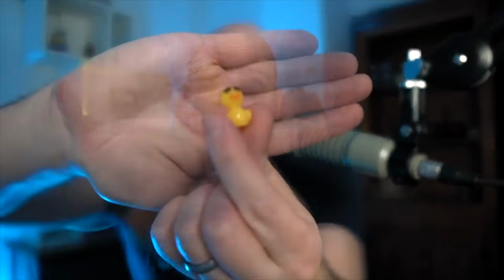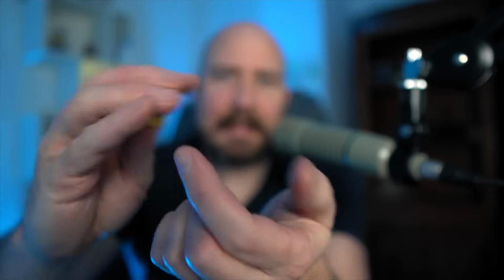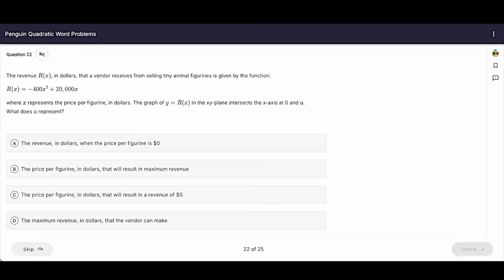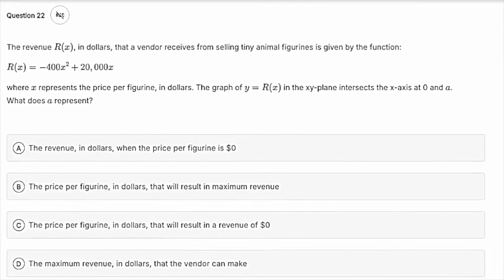All right, the last fairly common quadratic word problem type you're going to run into on the SAT has to do with these little guys right here. So these are tiny little figurines of different animals. And let's say I have a company and I sell these cute little animals. All right, so here's our situation. I would definitely pause the video and try it on your own first. And we don't even necessarily have to use Desmos to graph this, but I think it does kind of help to visualize.